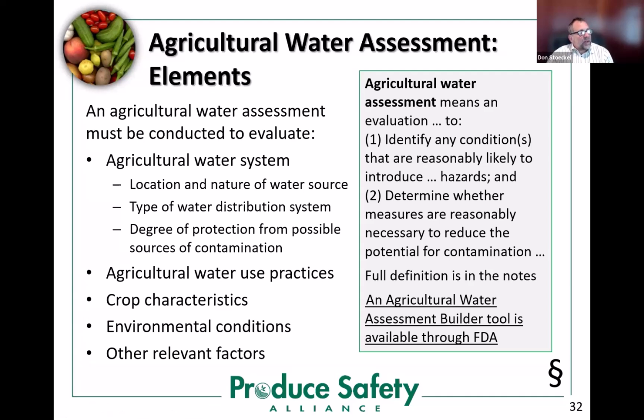We already talked about this in the introduction, but let's go through them again. There were 5 elements in the agricultural water assessment: the ag water system characteristics, many of which were already written down in the ag water system inspection. Then we also have the agricultural water use practices, crop characteristics, environmental conditions, and other factors. This is an introductory slide. Use this to link with the agricultural water systems inspection and just to introduce the other 4 elements.